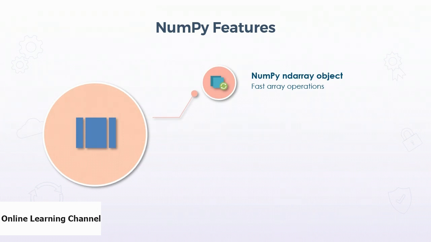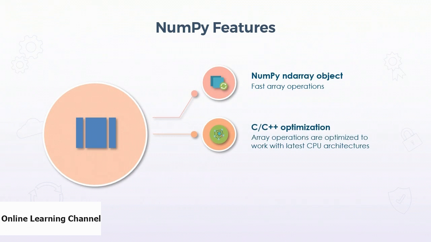work with. NumPy arrays are stored in a single continuous place in memory, unlike traditional Python lists, so processes can access and manipulate these NumPy arrays a lot more effectively, therefore making the process faster as it is optimized to work with the latest CPU architectures. NumPy libraries are predominantly written in C or C++.